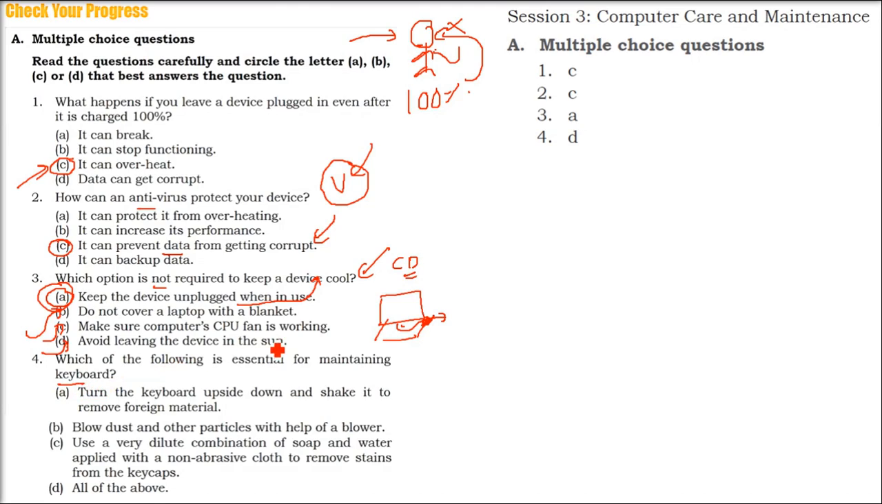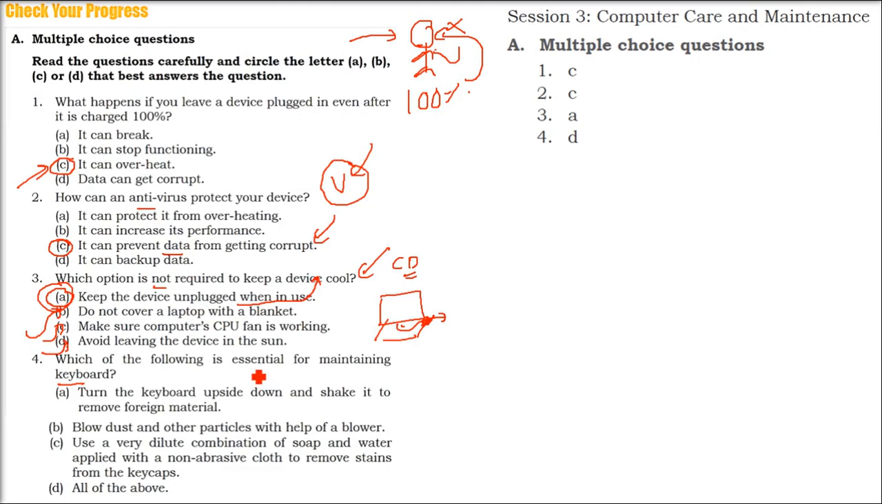Which is the fourth one now. Which of the following is essential for maintaining keyboard? The keyboard is for input. So why is it essential to maintain your keyboard, to take care of your keyboard? The answer is all of these.